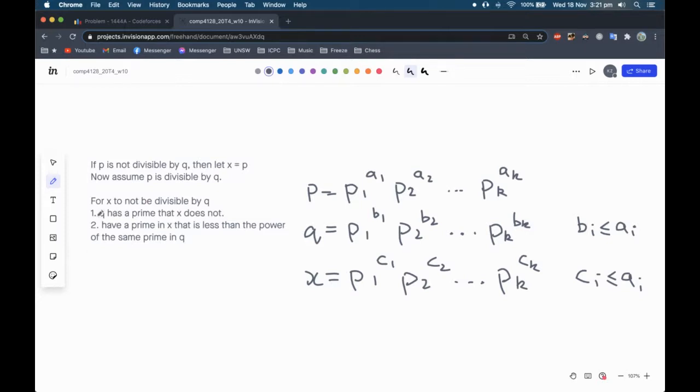But hopefully we can see that number one, q has a prime that x does not, is out of the question, because at the very beginning we've shown that p is divisible by q and p is divisible by x. So all the primes are going to be exactly the same. There's no way that q is going to have an extra prime that x does not. So we can cross this one off our list. And so what we have left is just the second: a prime in x that is less than the power of the same prime in q. In other words, we're going to have at least one of these c_i smaller than b_i.